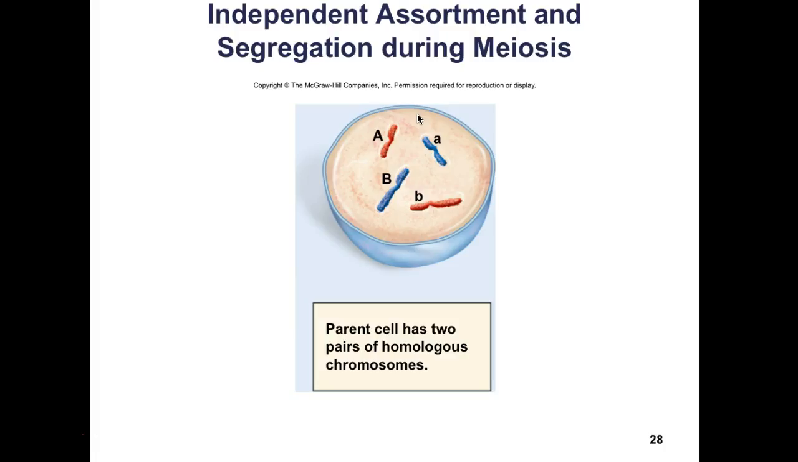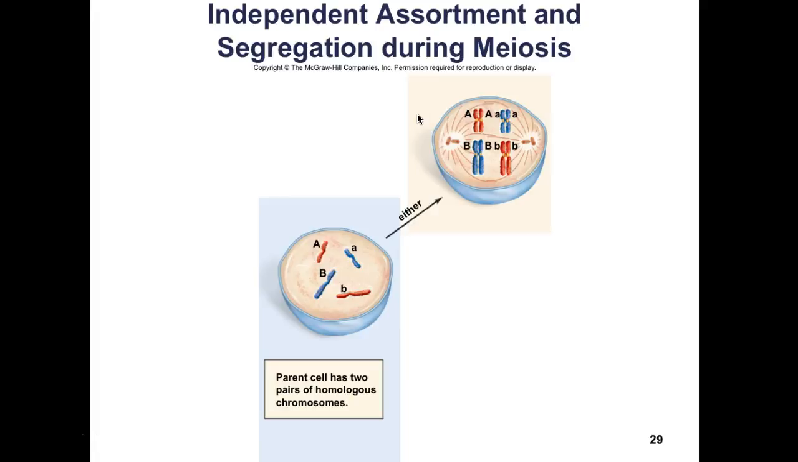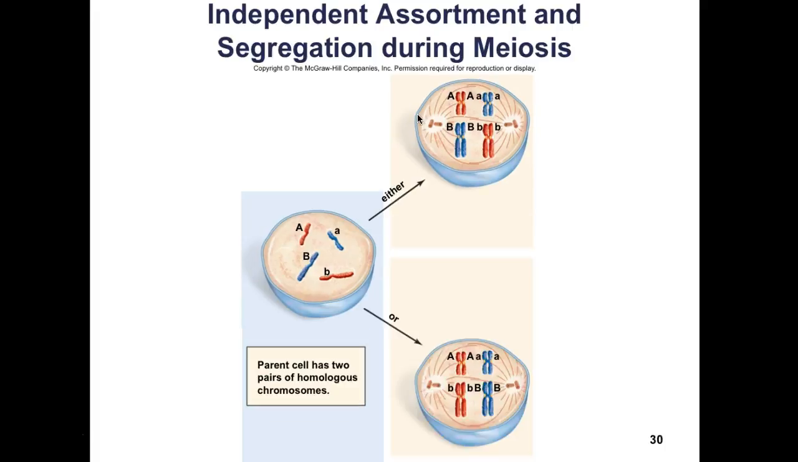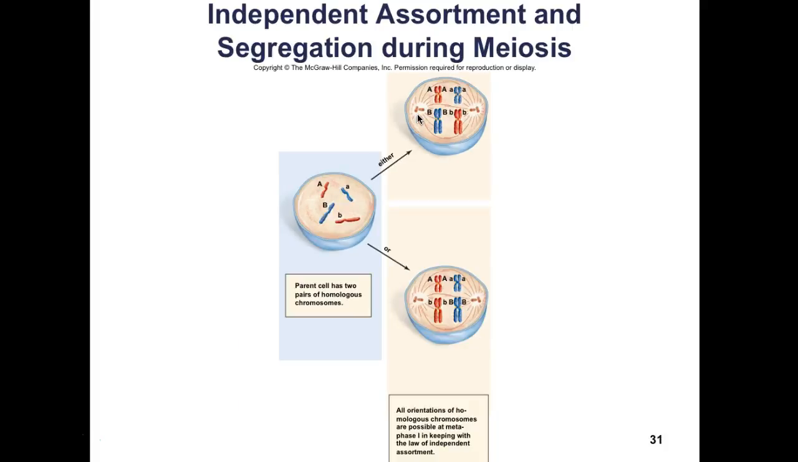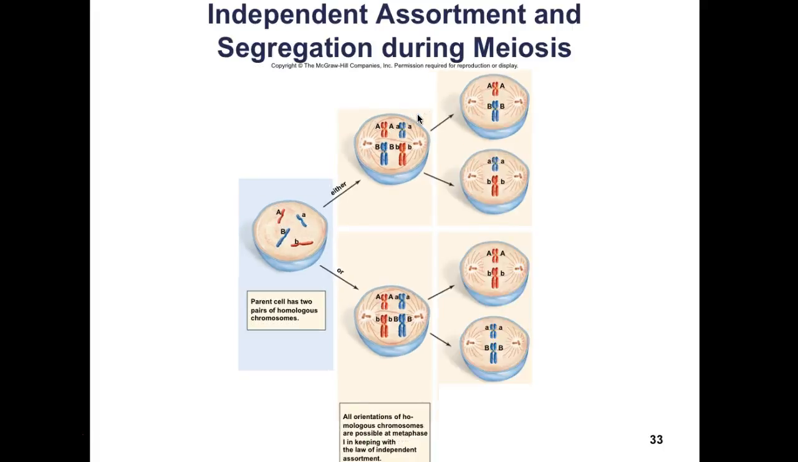So, independent assortment and segregation during meiosis. Basically, the parent cell has two pairs of homologous chromosomes, which could be oriented either way. So you could see the orientation of those homologous chromosome pairs. All orientations of homologous chromosomes are possible at metaphase 1, in keeping with the law of independent assortment.